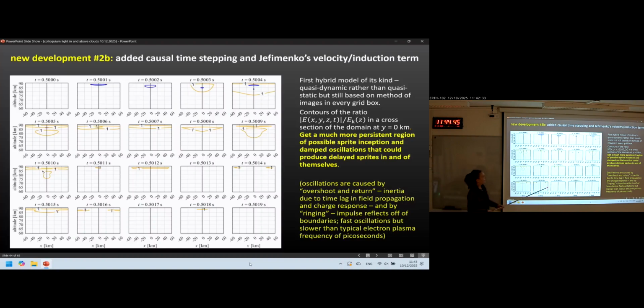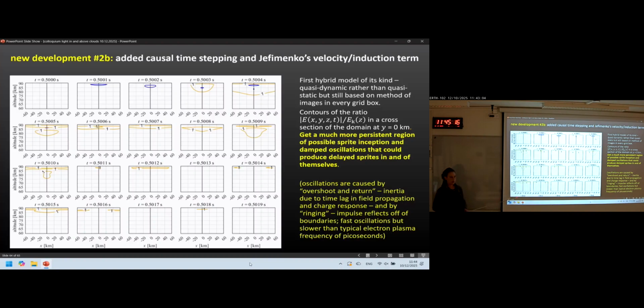So what I did was, I took what's called Jefimenko's equation, and I added to the Coulomb force velocity. In other words, every time charges move from one grid cell to another, I calculate a velocity, and that velocity in and of itself adds to the field. So I do that for every grid box, every time step, I add the velocity.